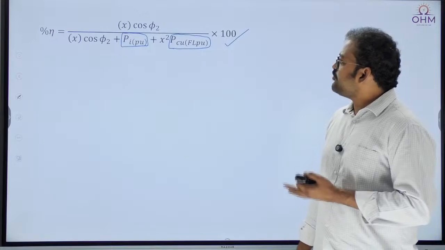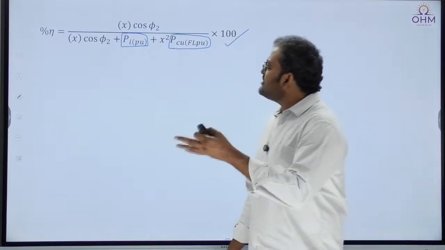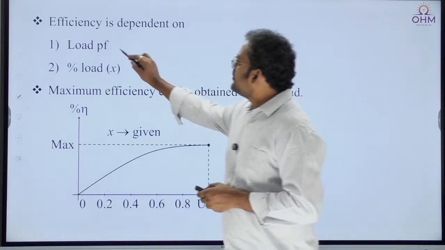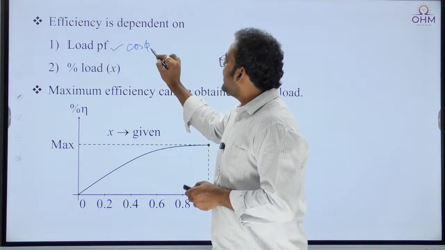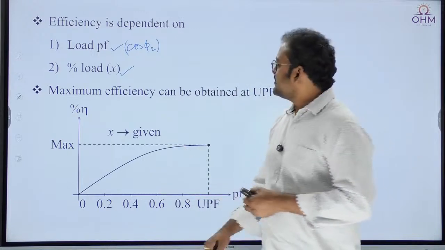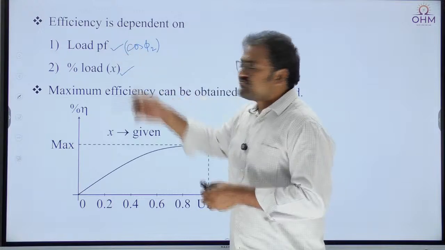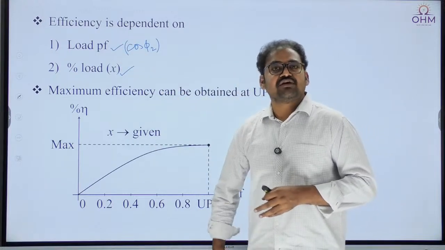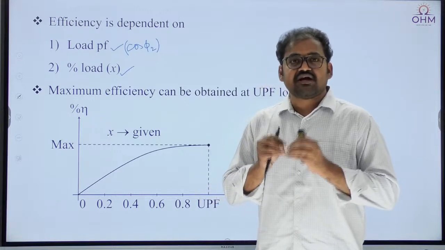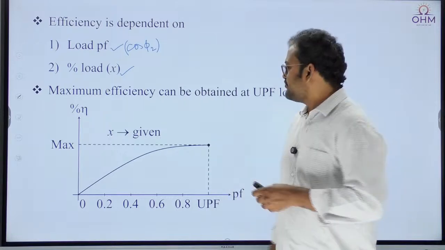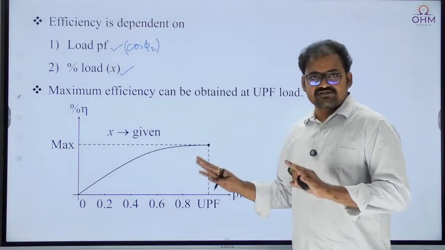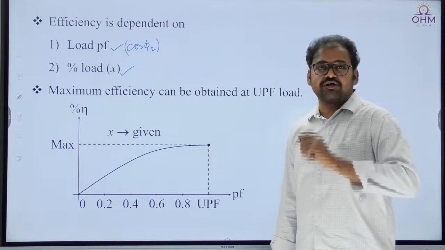Now, if you look at the last formula carefully, efficiency of a transformer will depend upon two important parameters. One is load power factor, that is cos phi 2. Another one is percentage load, that is X value: full load, half load, quarter load, like that. So these two parameters will affect the percentage efficiency of a given transformer. Therefore, using these two parameters, we will try to understand what is the condition for maximum efficiency of a transformer. Now you see that first observation, everything will have a derivation. I am not discussing derivations right now. Directly we are writing the important points.